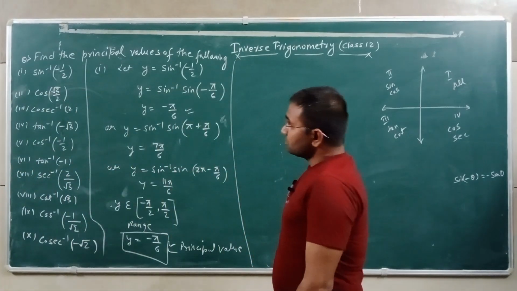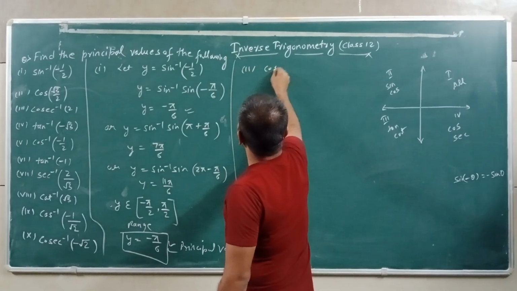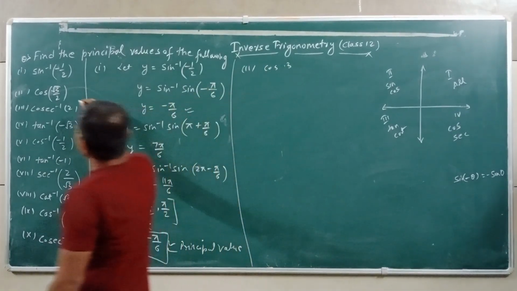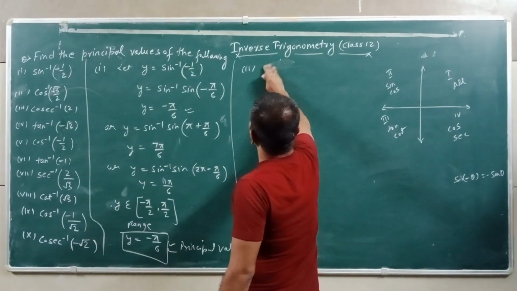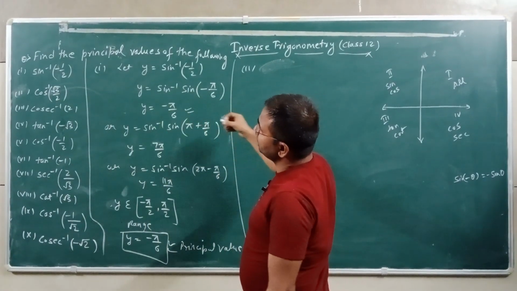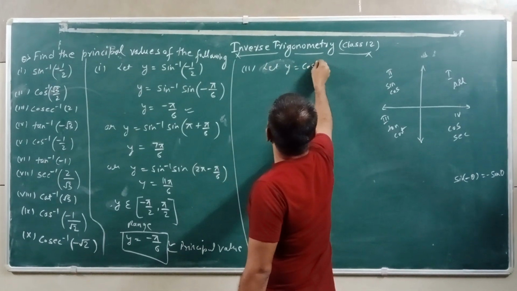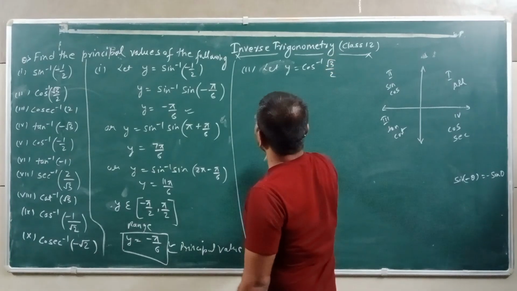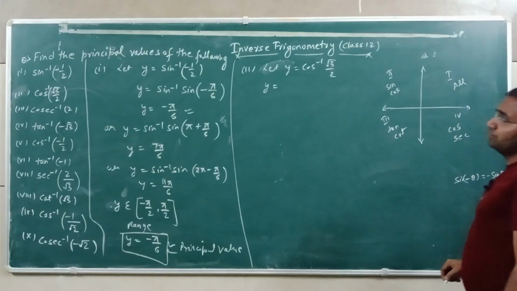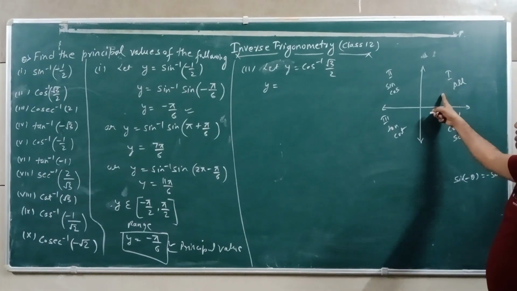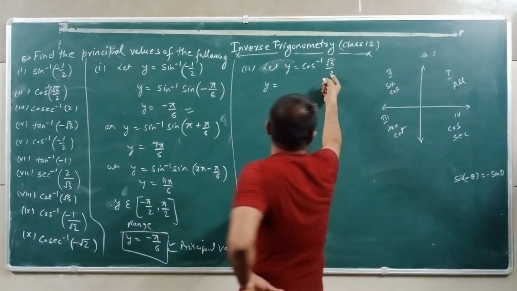Now let us see the second one. The second one is cos inverse root 3 upon 2. So let y is equal to cos inverse root 3 upon 2. Now this is a positive value, and a positive value you will get in the first quadrant or in the fourth quadrant.